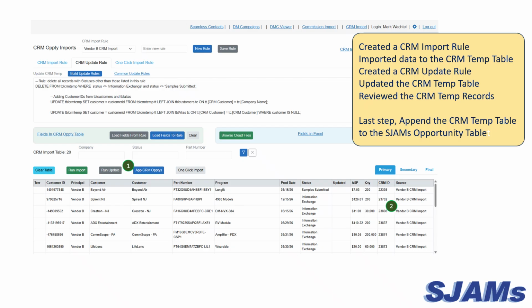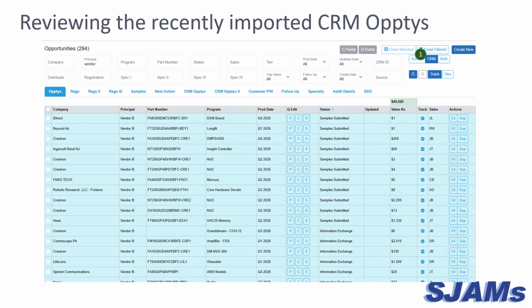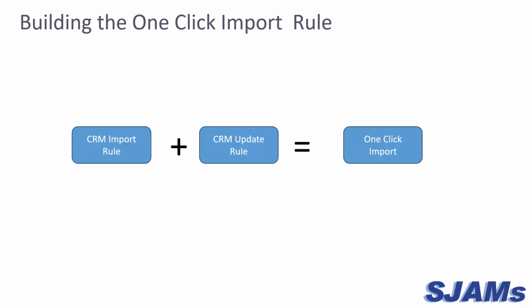When you append records to the SJAMs opportunity table, the system works as follows. All existing records in the opportunity table that share the same source name, see Figure 2, are deleted. They are then replaced with the new records from the CRM temp table. This allows you to import multiple datasets from the same vendor. For example, Vendor B registrations and Vendor B opportunities, when that vendor provides several different CRM data sources. Once the append is complete, you can go to the Opportunities module and view the recently imported records under the CRM tab. Figure 1.